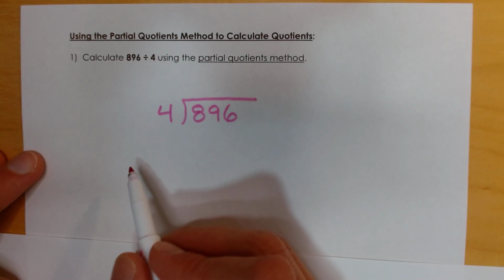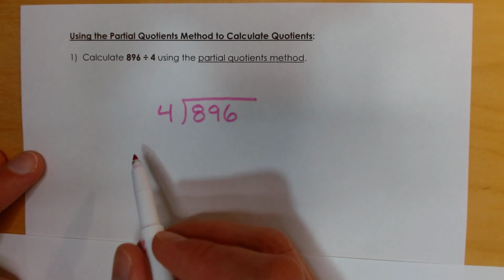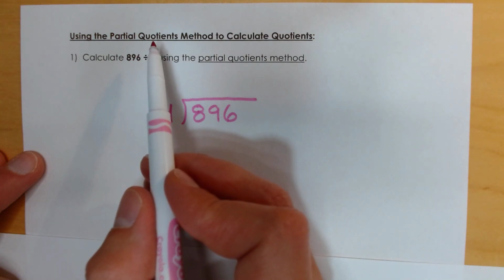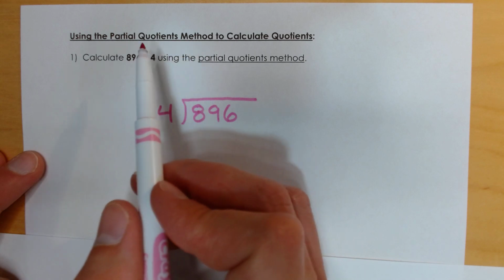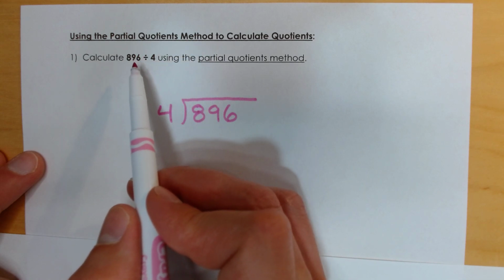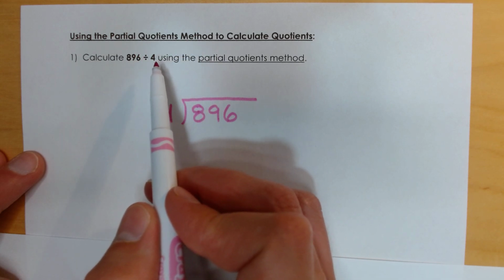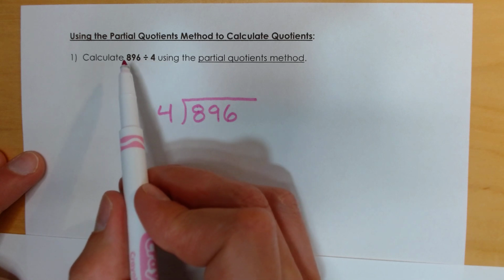In this video, we're going to divide using the partial quotients method. Now, just a quick reminder, the word quotient means the answer to a division problem. I love the partial quotients method when you're dividing two whole numbers, so let's find the answer to 896 divided by 4.